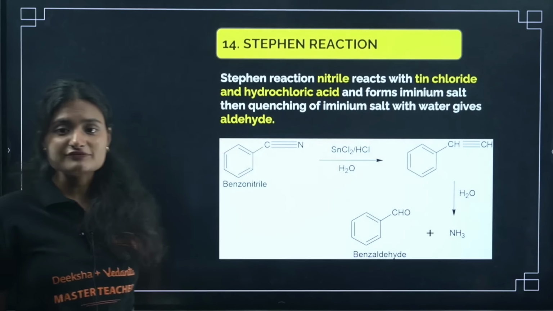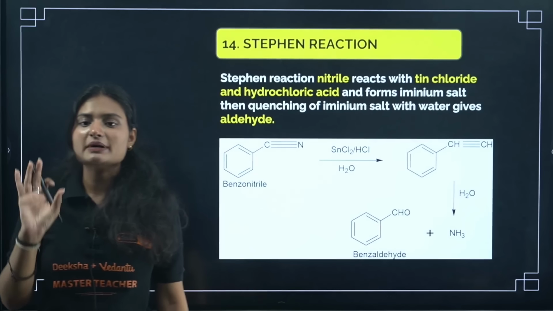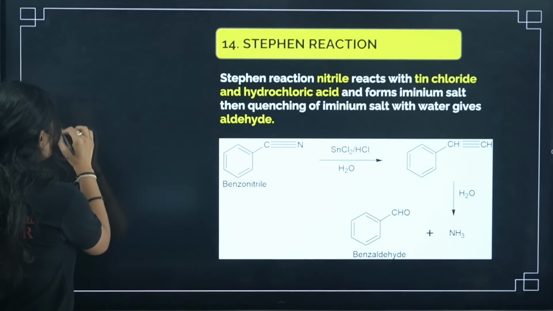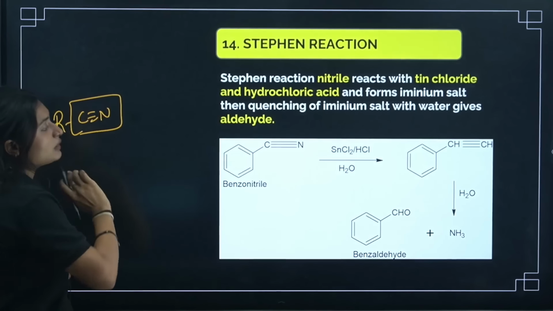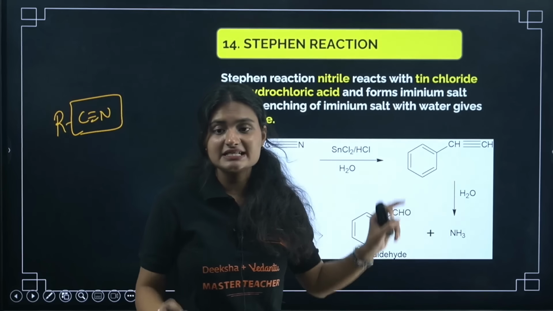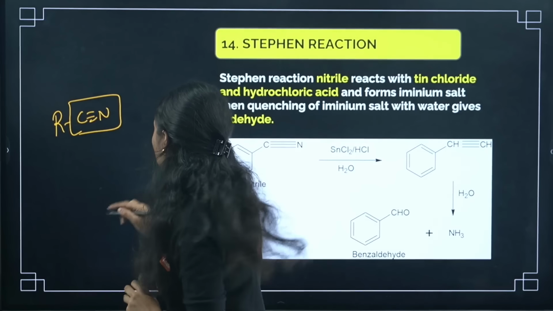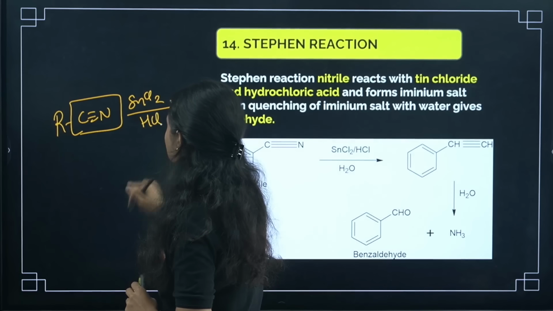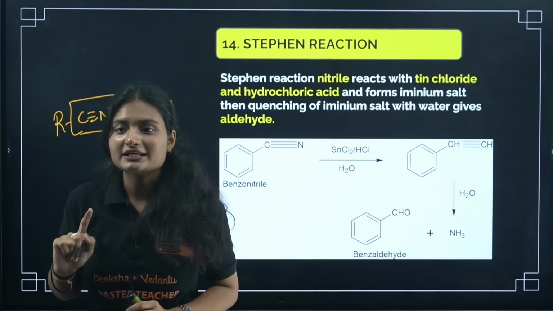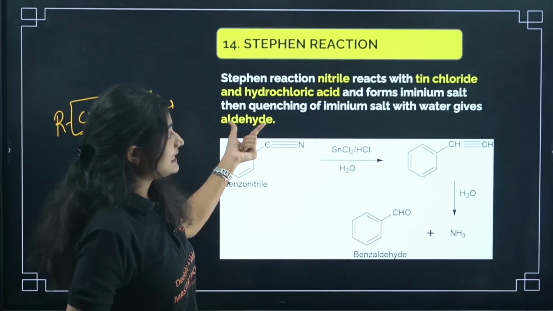Stephen reaction. So Stephen reaction is a reaction that is given by nitriles. So any nitrile compound you have, what is this? This is the nitrile group. So if a nitrile compound is treated with tin chloride, SnCl2 in HCl, it gets converted into what? It gets converted into aldehyde.